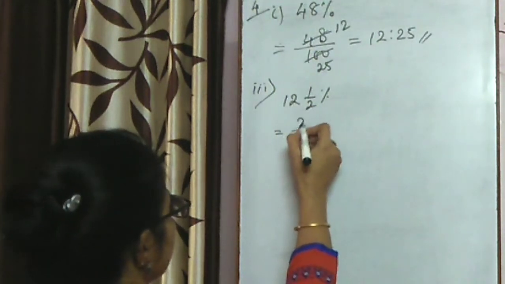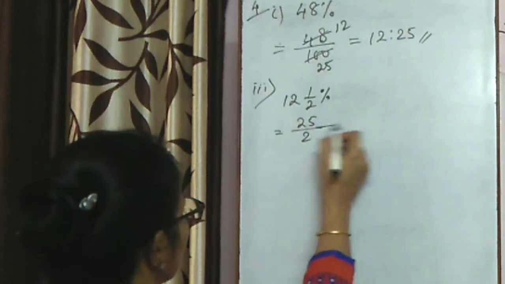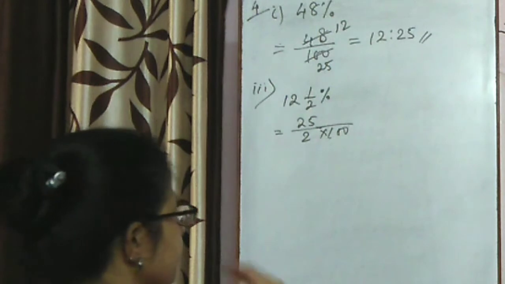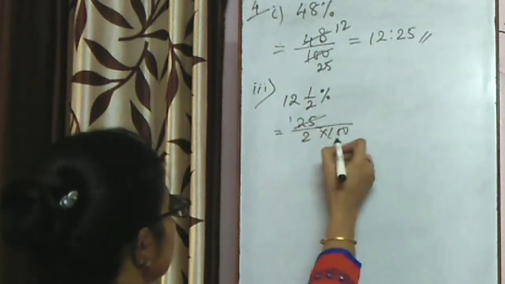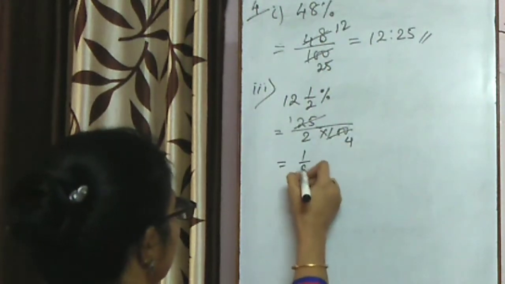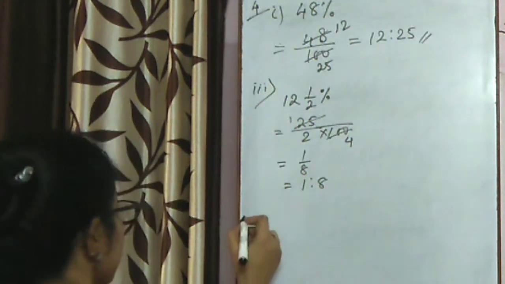12 2s are 24 and 1, 25 by 2. This percent will come in the denominator. So now cancel it. 25 1 ja, 25 4 ja, 1 by 8. So we can write 1 is to 8.